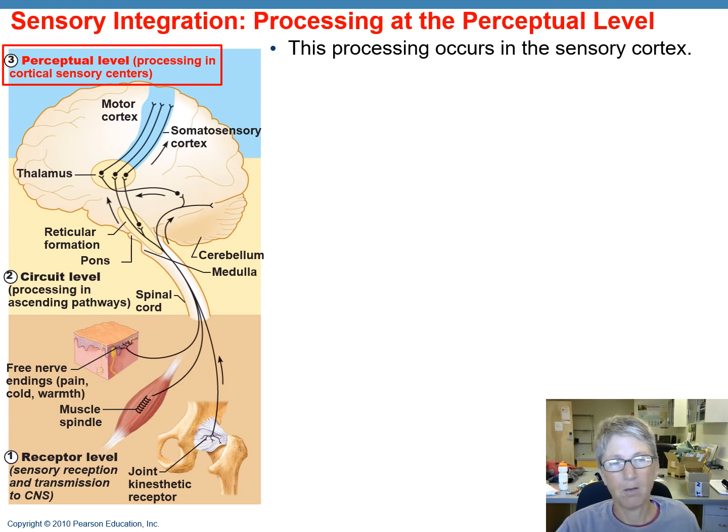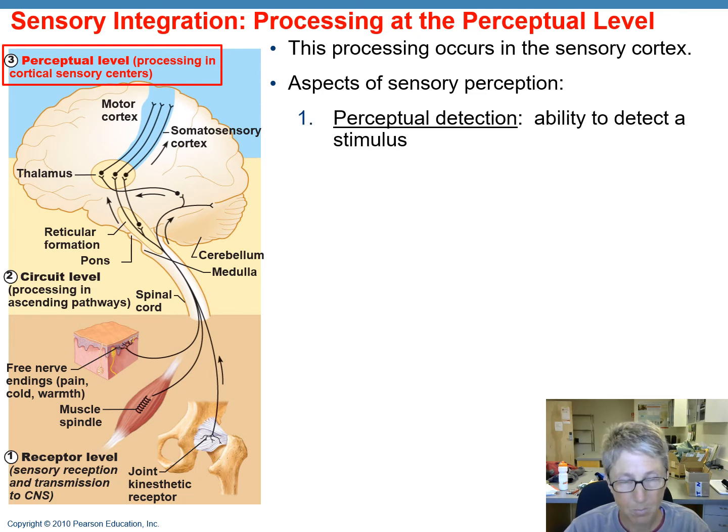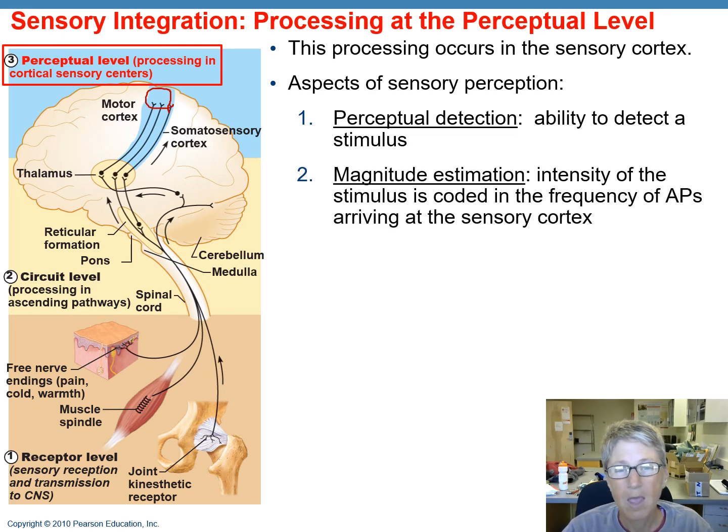So finally, the processing at the perceptual level occurs in the sensory cortex. And so when you perceive something, that means you give meaning to the stimulus. So there are aspects of sensory perception. There's perceptual detection. So that's just your ability to detect a stimulus, one of the first steps in perceiving something.